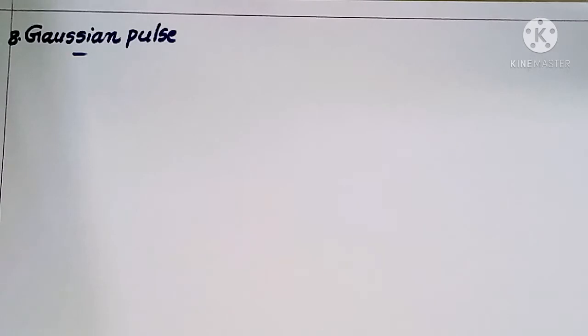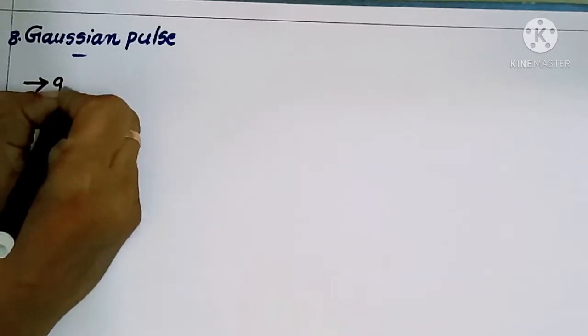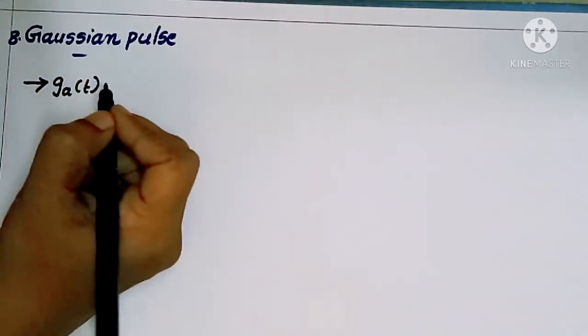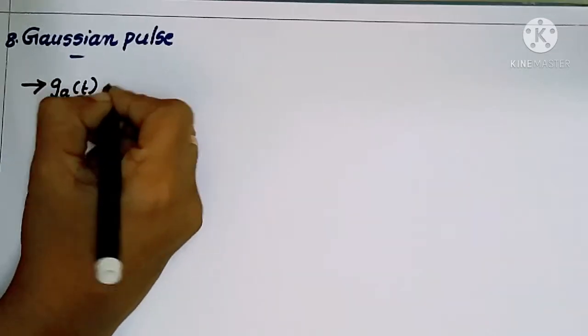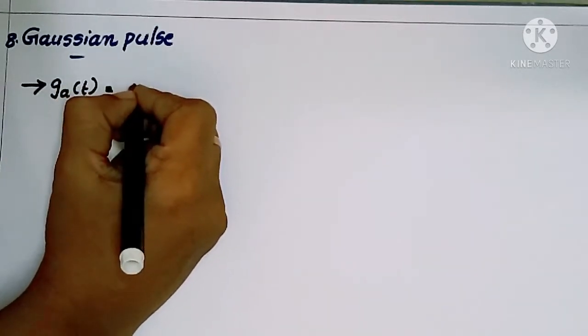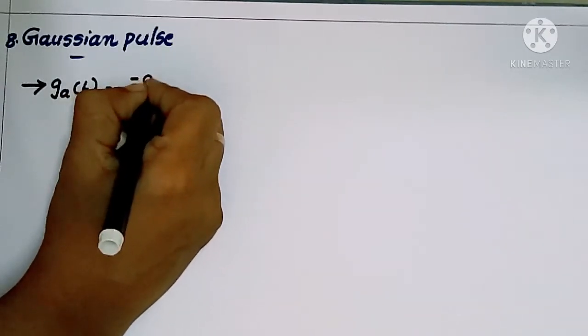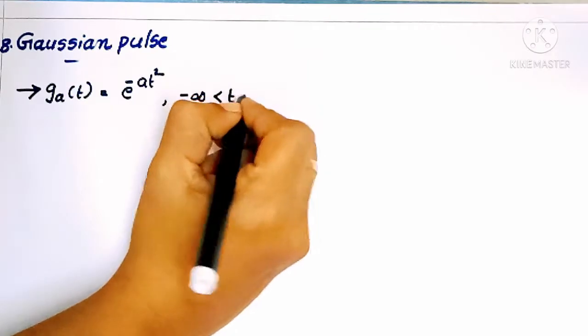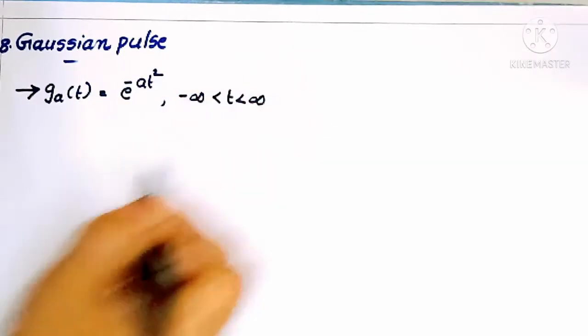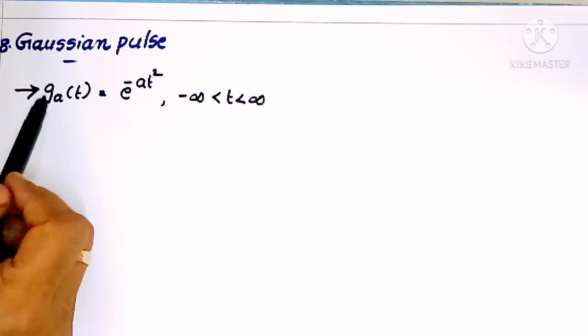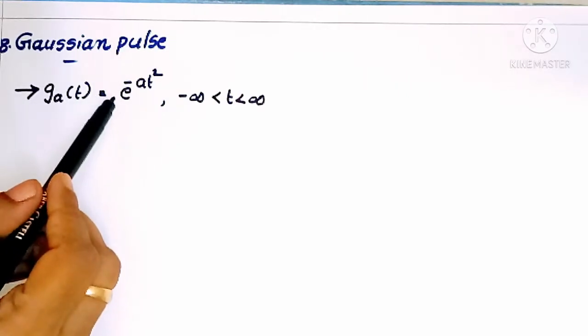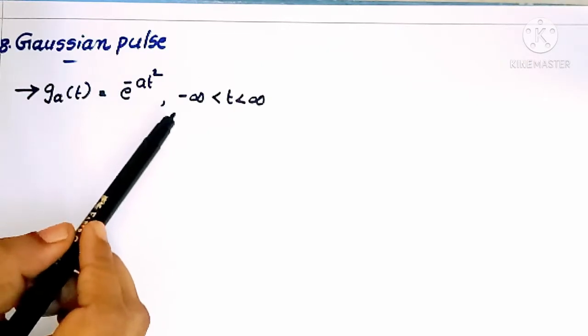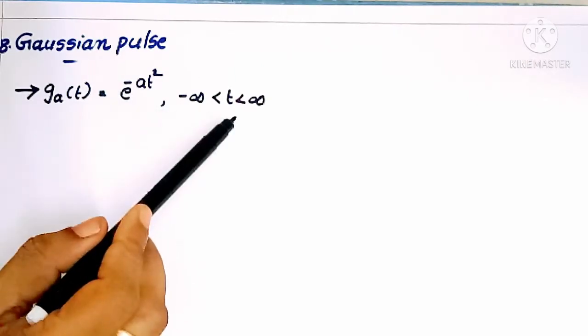Today we are going to discuss the 8th basic signal, that is the Gaussian pulse. A Gaussian pulse can be represented as Ga of t. It is defined as e raised to minus a t square, for t ranging from minus infinity to infinity. This is the definition of a Gaussian pulse.